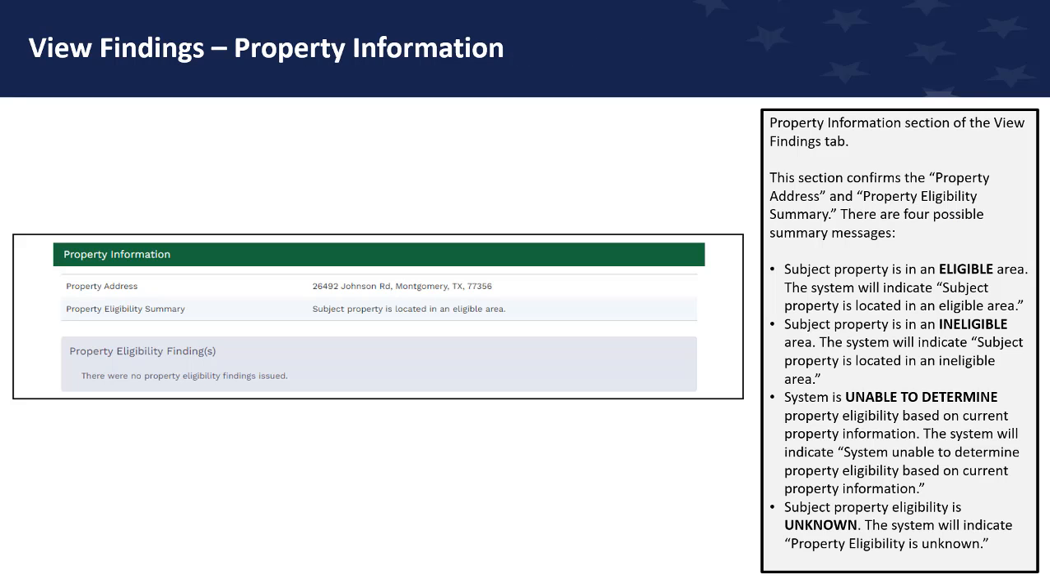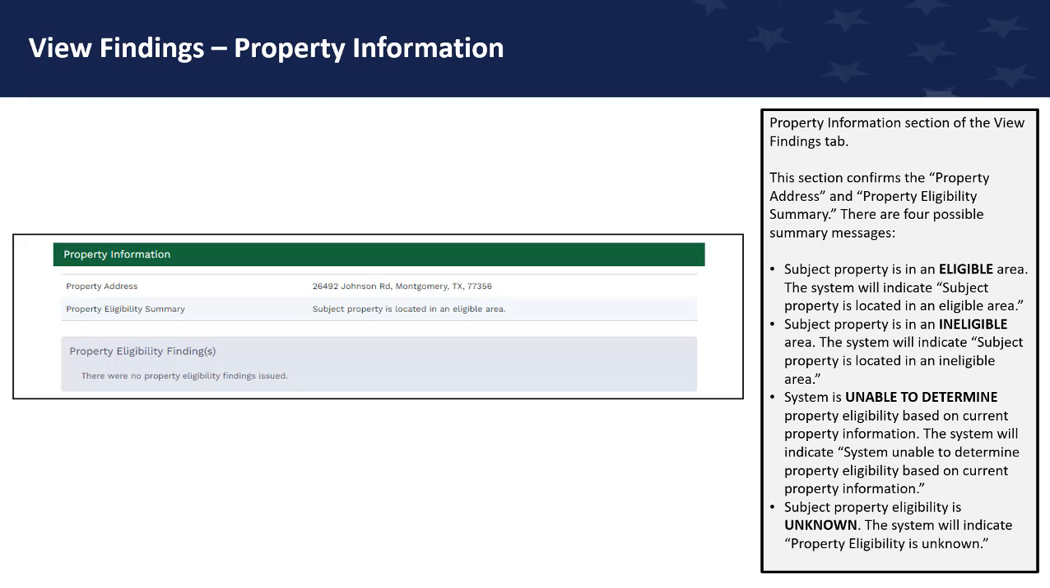This section confirms the property address and property eligibility summary. There are 4 possible summary messages. Subject property is in an eligible area. The system will indicate that the subject property is located in an eligible area. Subject property is in an ineligible area. The system will indicate subject property is located in an ineligible area.